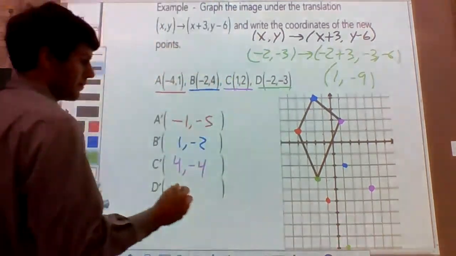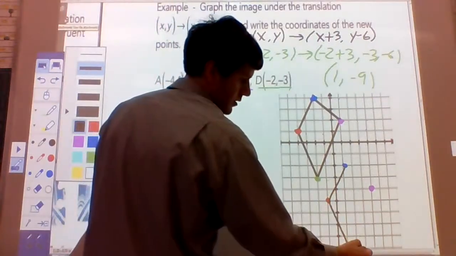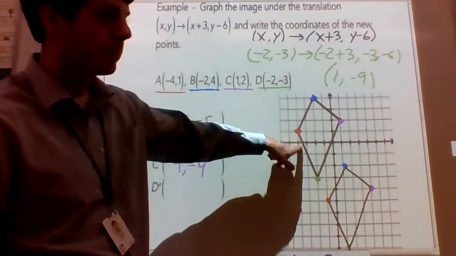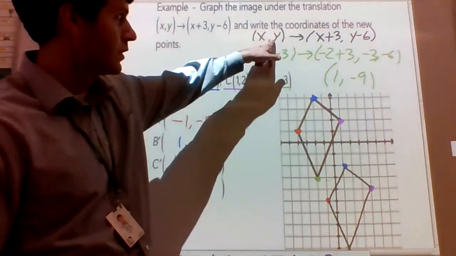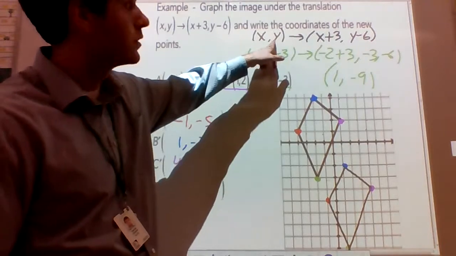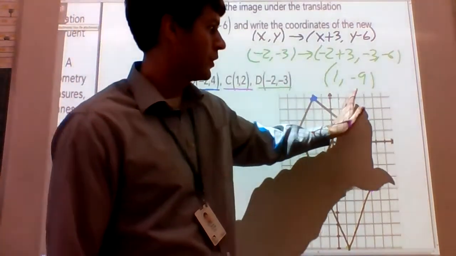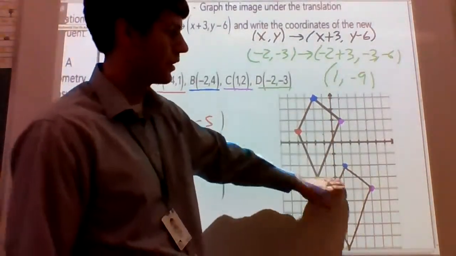Which is what we got. So we can now draw in the rest. And there's our image. So this was our pre-image, the original figure. We then translated it according to the mapping notation. We shifted all the points, every single one. We did it by shifting the 4 vertices and drawing in the rest.